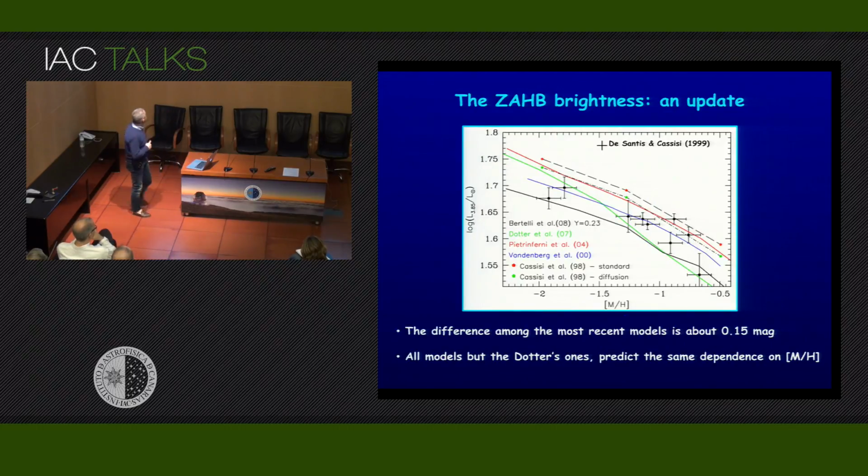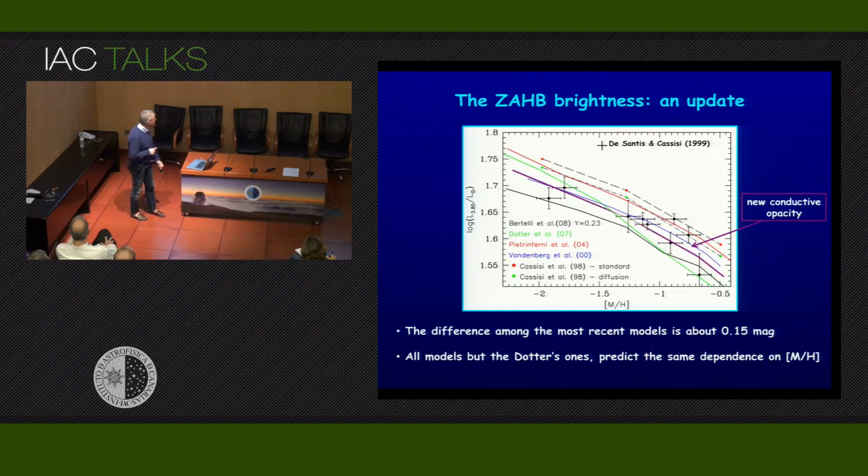And here is the situation concerning the horizontal branch. This is the luminosity of the zero-age horizontal branch, once again as a function of metallicity from different authors. You can see that the differences are of the order of 0.15 magnitude when you account for the more recent predictions, and all models but the Dortmund one, the dotted green line, predict the same dependence on metallicity. The red line corresponds to our prediction before the improvement in the conductive opacity.